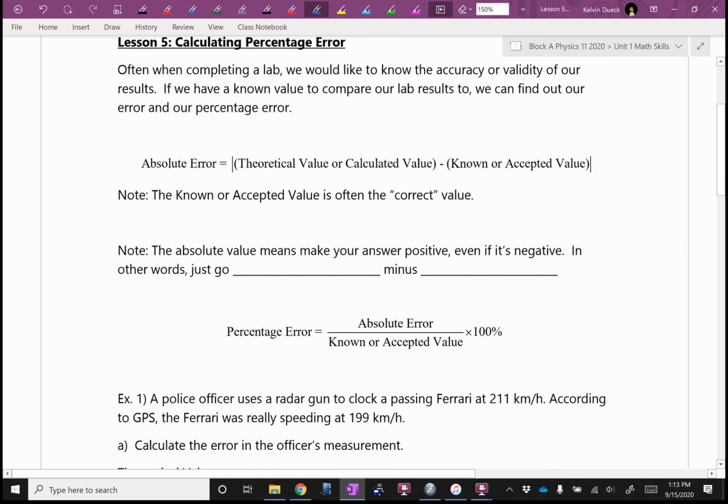Let's suppose the answer that you got was 12, and you know the correct answer is 16. You go 16 minus 12. 4. Don't go 12 minus 16. We don't count the absolute error as negative. A negative would just mean you were too low, but we typically report the absolute error as positive. So I wrote here mathematically, the absolute error is the theoretical or calculated or measured value, take away the known or accepted value.